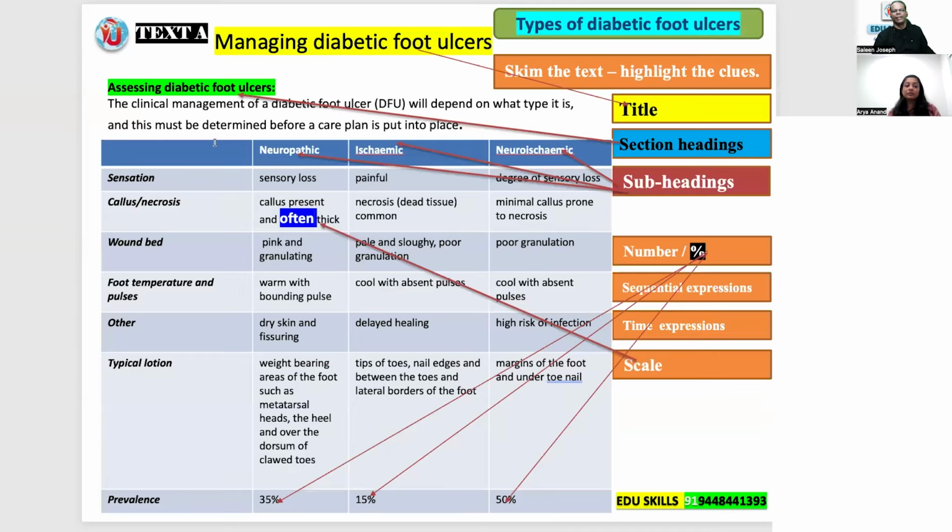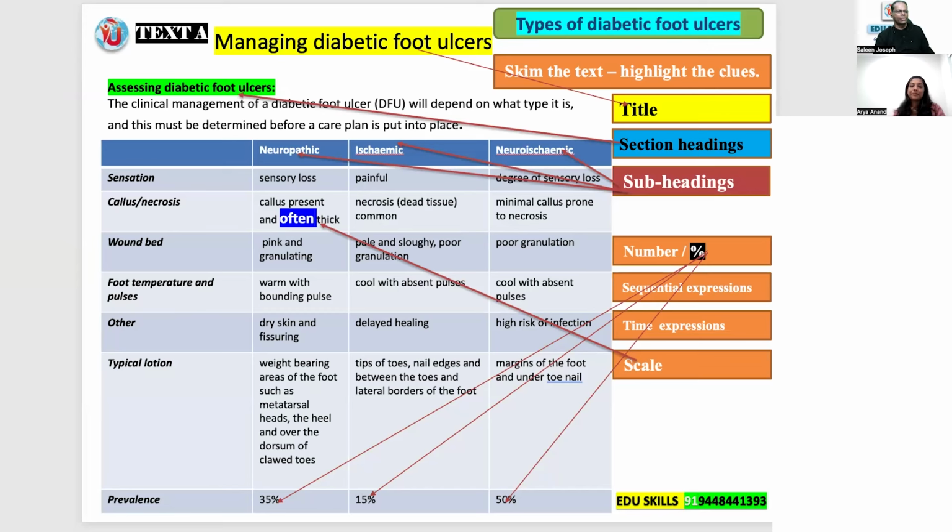So, for example, you see here what she did just now, the first A part. Title is there, managing diabetic foot ulcer. Then section heading is assessing diabetic foot ulcer. Then you call percentage, you see, prevalence, percentage is mentioned here. Then sequential expression, you don't have time expression, scale you have, see often, how often. Subheadings you have, these three are subheadings. So identify those things, though only 10 things. Out of 10, you might have in one text 3 or 4 or 5 or 6, depending on. And those will be the answers.